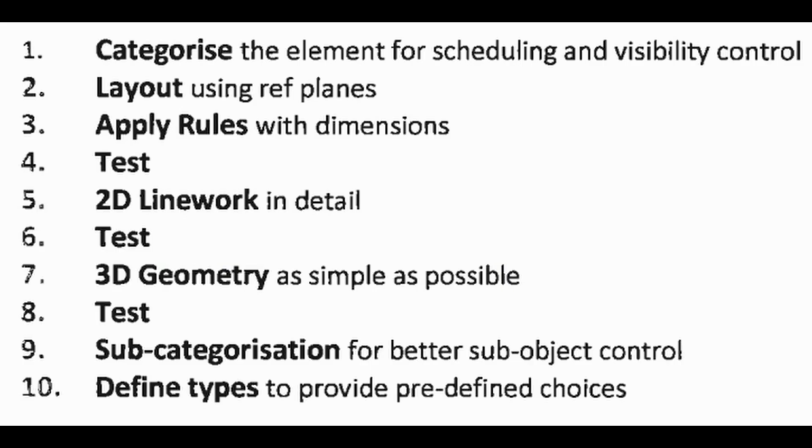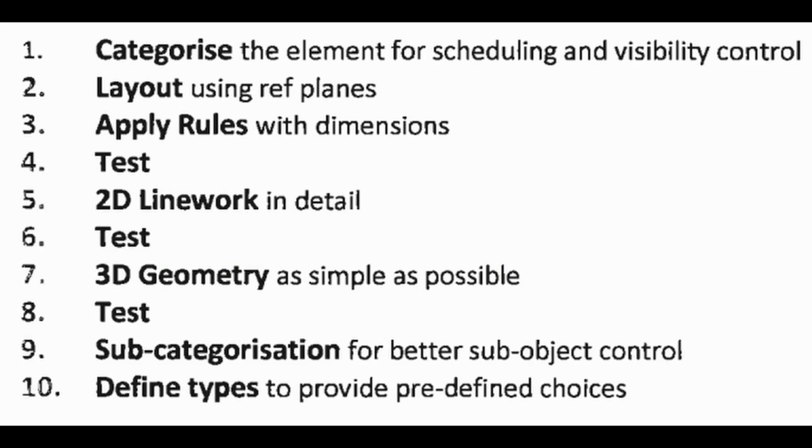3. Apply rules. Rules are created using dimensions. Lock dimensions fix relationships. EQ toggles equalize spacing. Labeled dimensions become parameters. These rules control how the reference planes behave when the family flexes. 4. Test. Testing is essential. Change parameter values in the family types dialog and make sure the reference planes move correctly. If the skeleton doesn't flex properly now, the geometry will fail later.